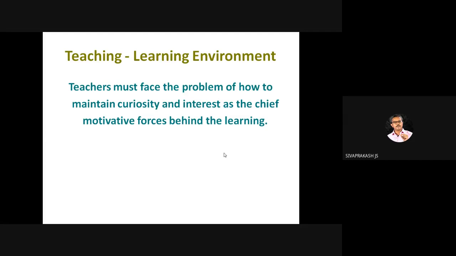It could be even in an online class. Curiosity and interest need not be only in a physical classroom. So if you are a good teacher, if you are an ideal teacher, you can build curiosity and interest in any of the teaching methods, offline teaching or online teaching. Right? Even last semester we had online teaching.